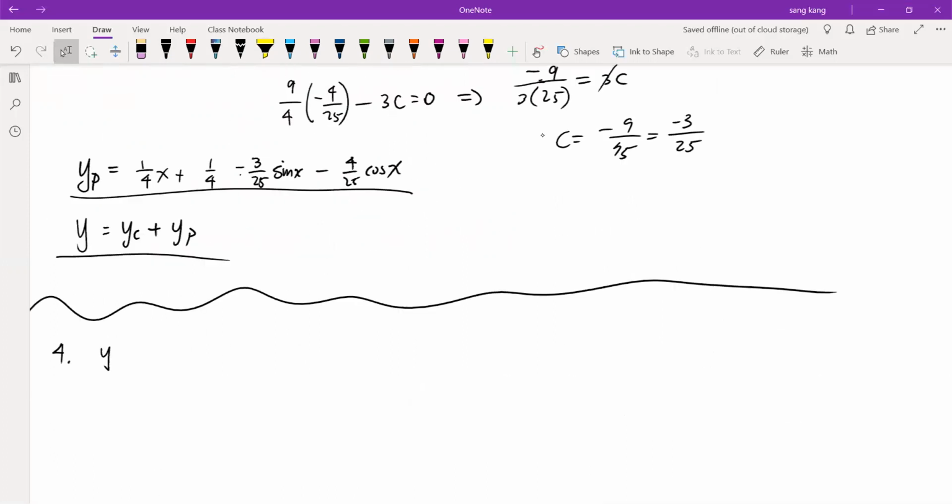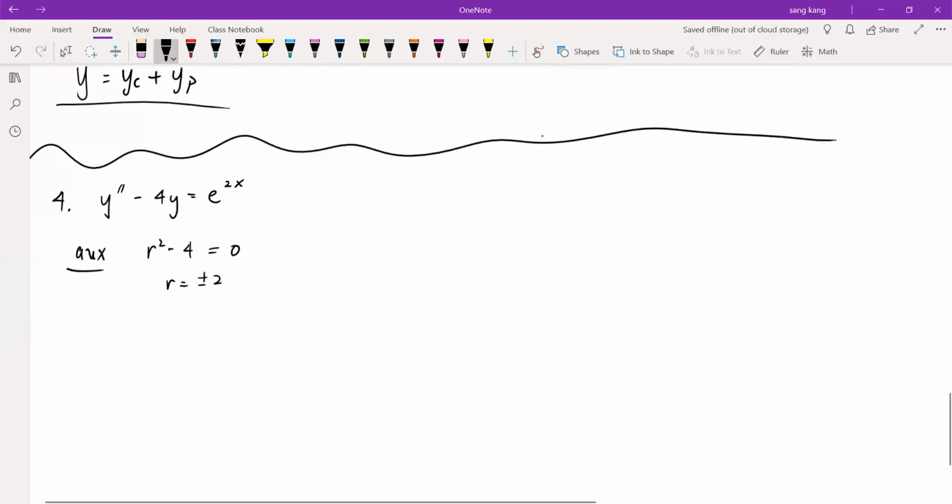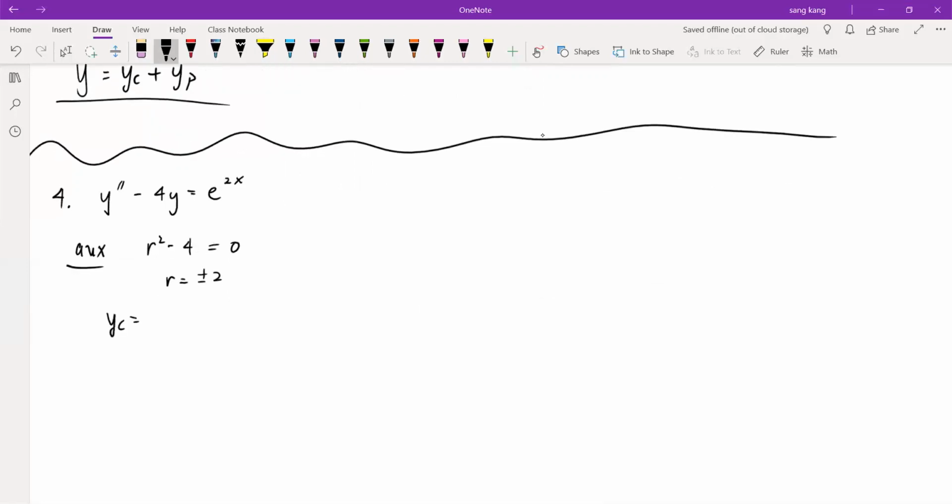So y double prime minus 4y equals e to the 2x. Let's start with our auxiliary. r squared minus 4 equals 0. r is going to equal plus or minus 2. So our complementary will be c1 e to the 2x plus c2 e to the minus 2x.